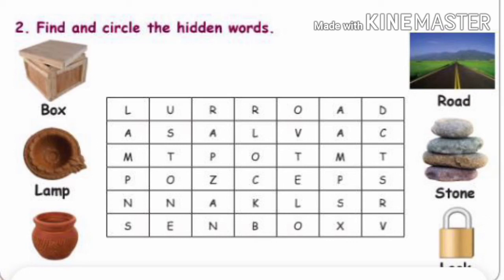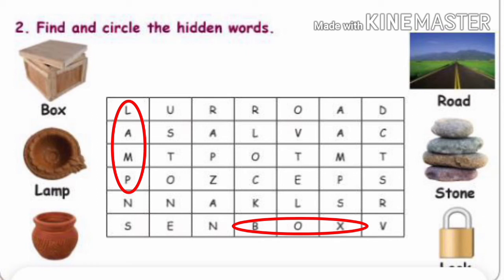First one, box. What is the spelling? B-O-X. Box. Find out where the letters are. Yes, children, it is here. So, you have to circle in this place. Next one. Lamp. L-A-M-P. Find out where these letters are. Very good, children. Yes, it is here. So, circle L-A-M-P. Lamp. Very good, children.